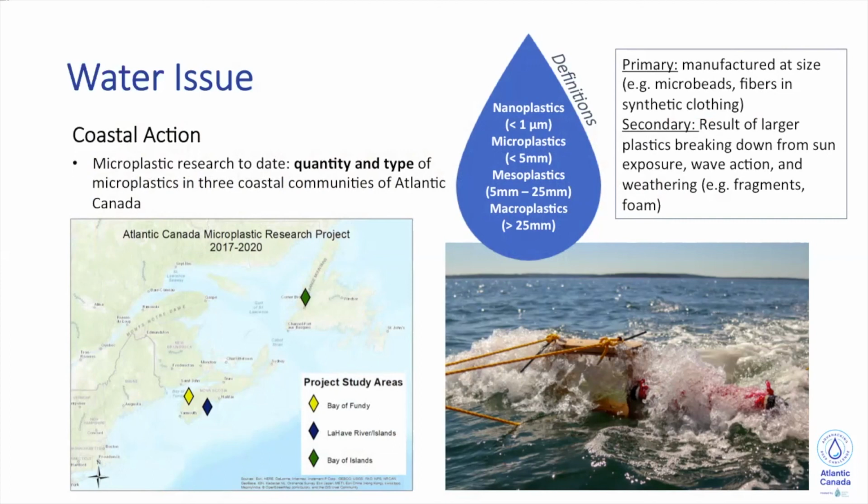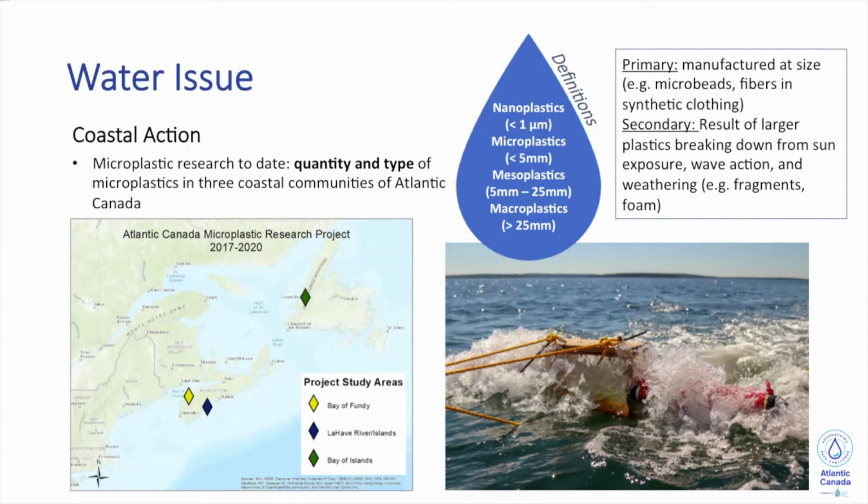To get a couple of the definitions out of the way, you can see here that there are a few different size classifications. So microplastics itself, standardized across the literature, is seen as less than 5 millimeters in size. And then anything less than that, you really can't detect with the naked eye. So those are called nanoplastics, and they're less than 1 micrometer.